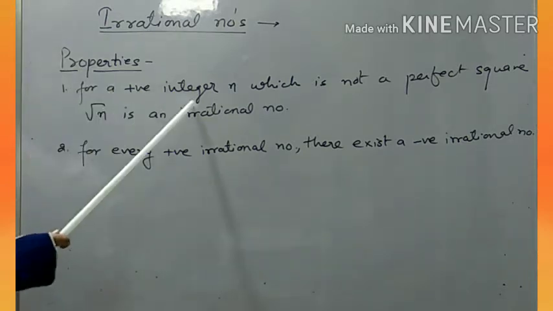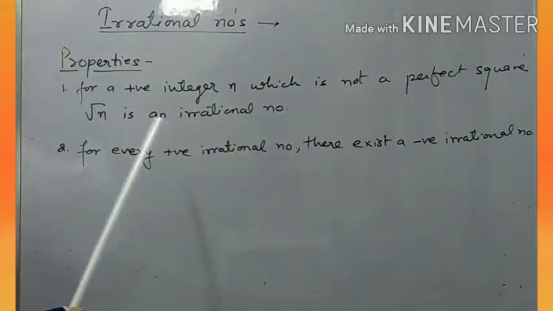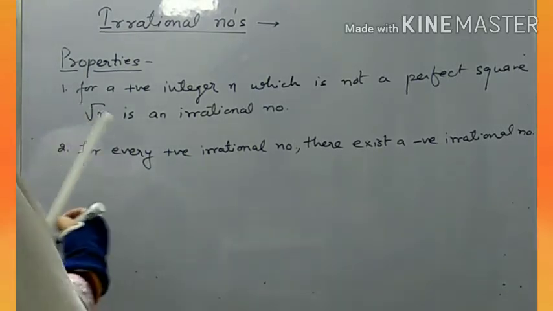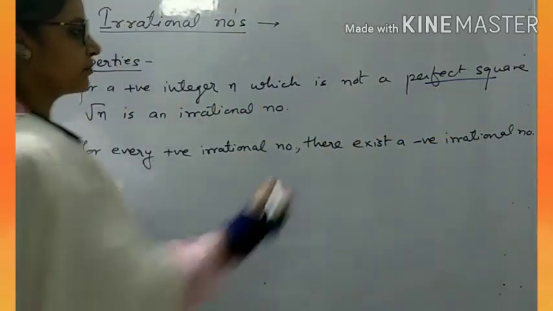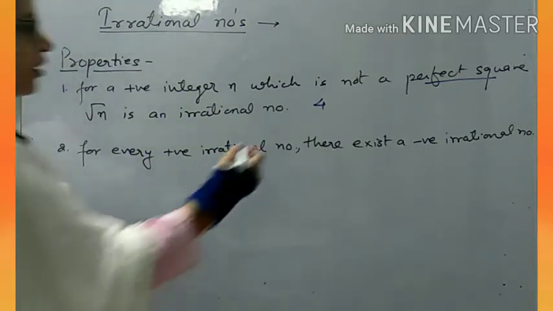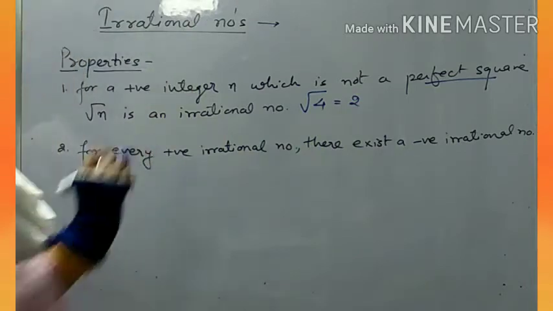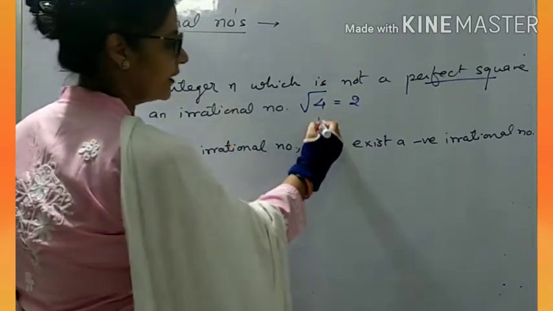For a positive integer n which is not a perfect square, root n is an irrational number. What the property is saying, for a positive integer n which is not a perfect square. Now what is a perfect square? This 4. 4 is a perfect square. Now what is under root 4? Under root 4 is 2. Clear?